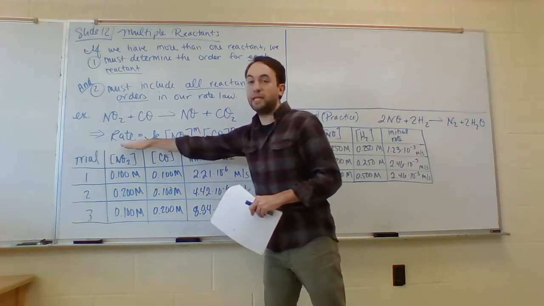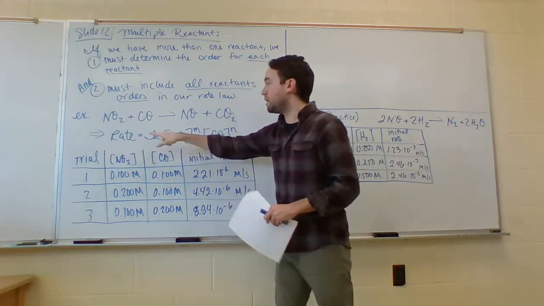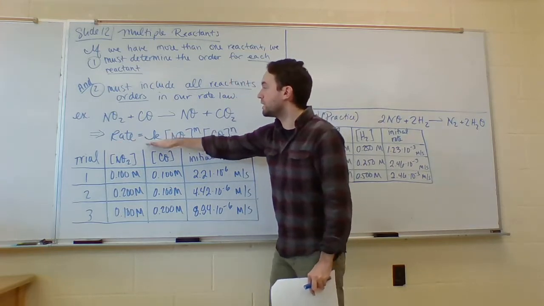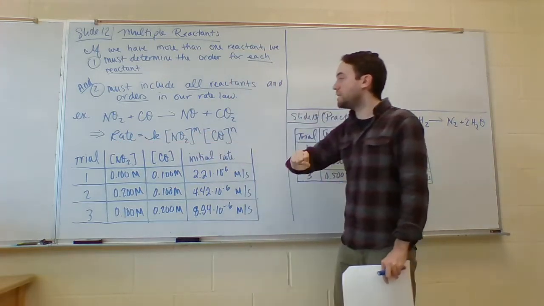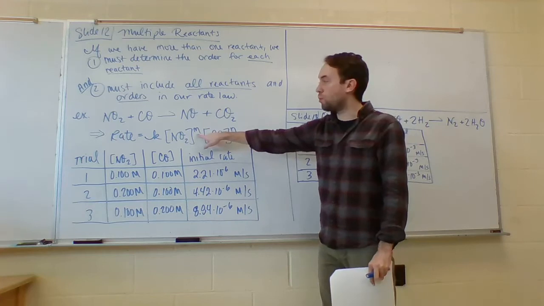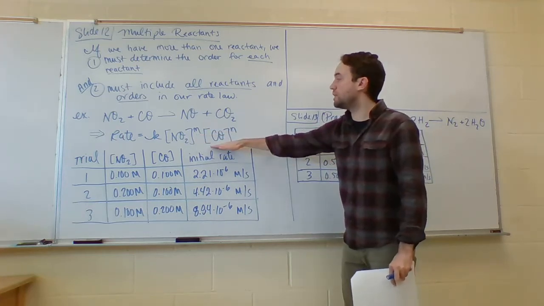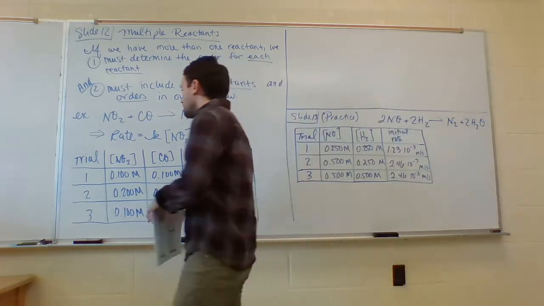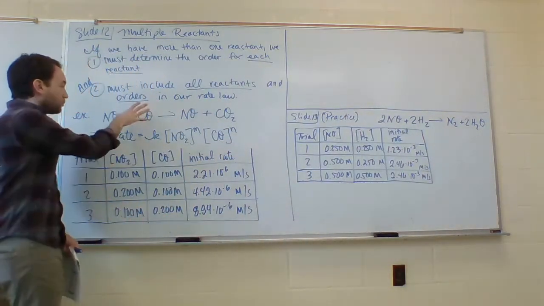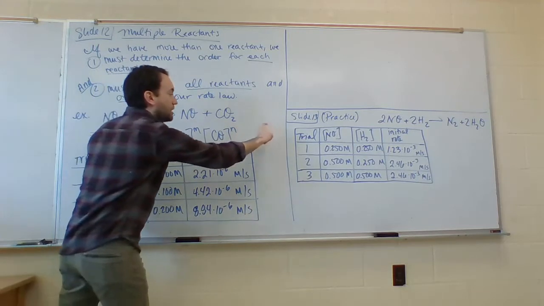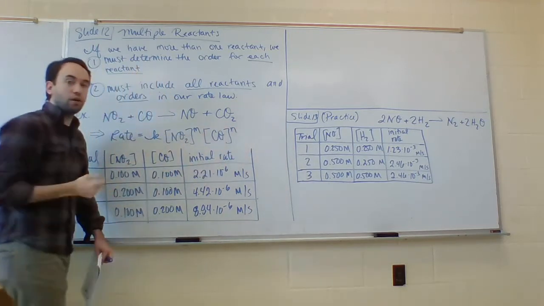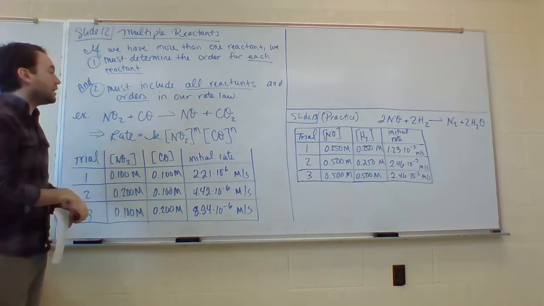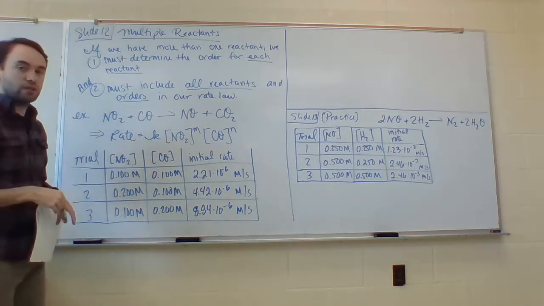We would write our differential rate law as the rate equals our rate constant times NO2 to the M order times our concentration of CO to the N order. Now, if we had more reactants, we would just continue to add those with a different letter for each of their orders. And we would have to determine their order for each of those different species.